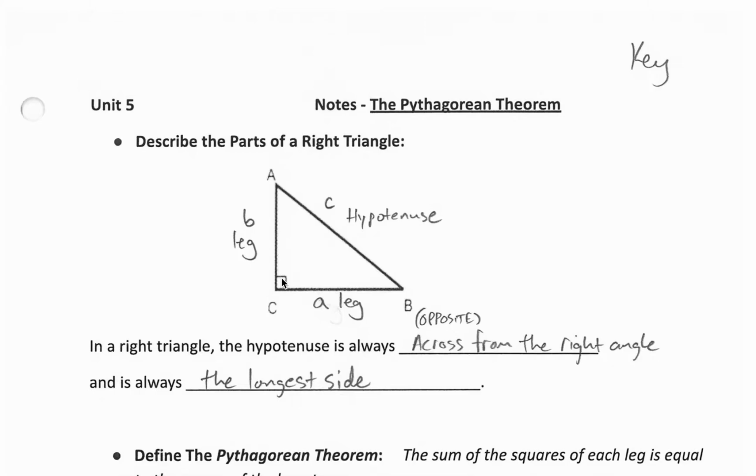So first off, across from the right angle, or opposite from the right angle, is always the hypotenuse. And the hypotenuse is always the longest side in a right triangle. The other two sides are called the legs.